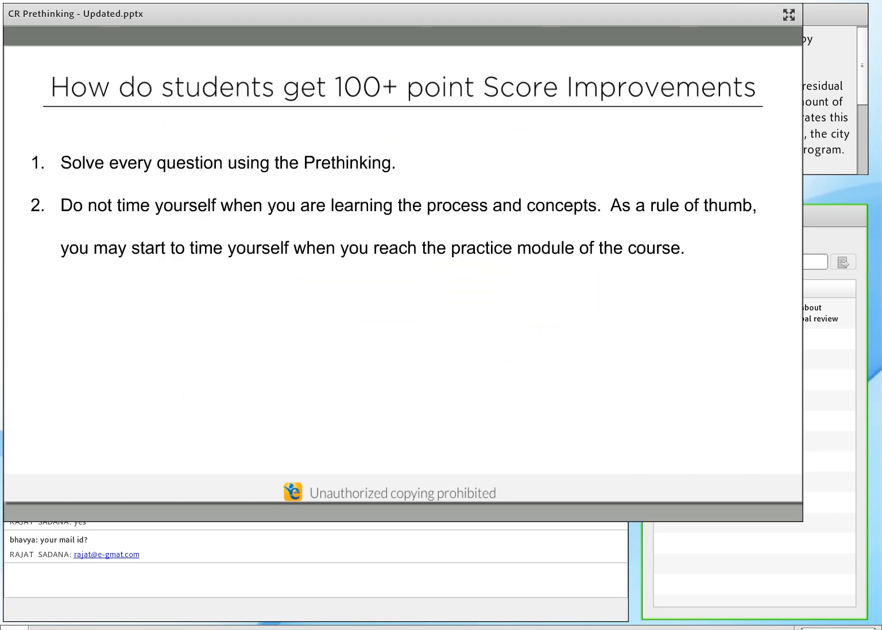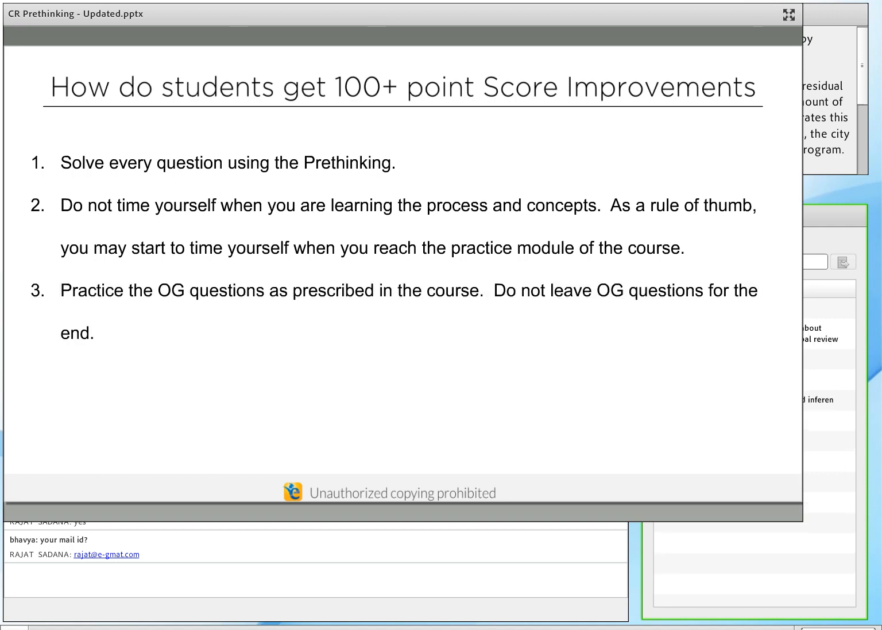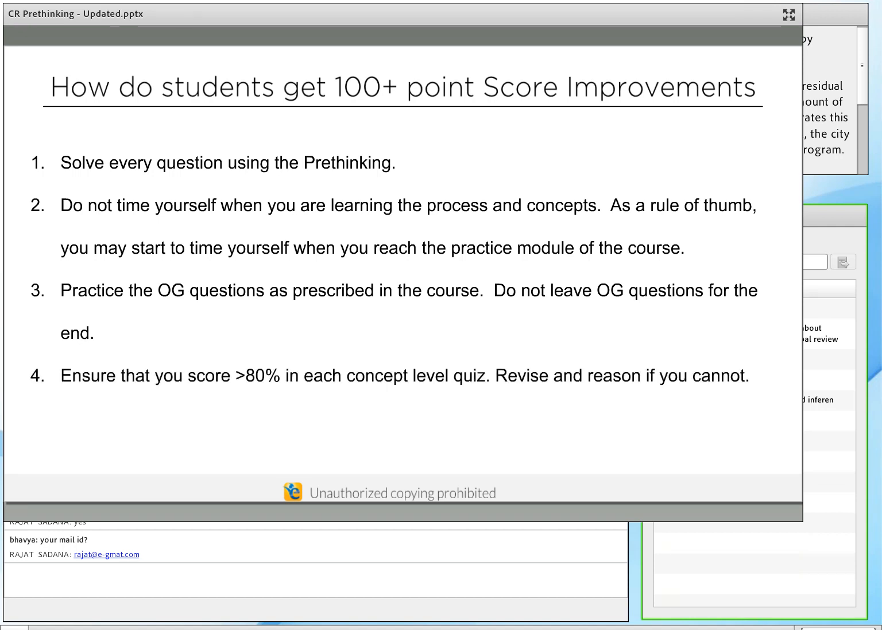Now, how do you get to those 100-plus point score improvements? Apply pre-thinking religiously. Don't time yourself. Rather, focus on reviewing the solutions. Practice official guide questions as prescribed in the course, and get a good hit rate. If you don't get 80%, go revise the relevant portions. Why? Because if you don't get 80%, it tells you that you've not absorbed everything. So when you revise this right then and there, you fix those gaps right then and there, which means they don't carry on.